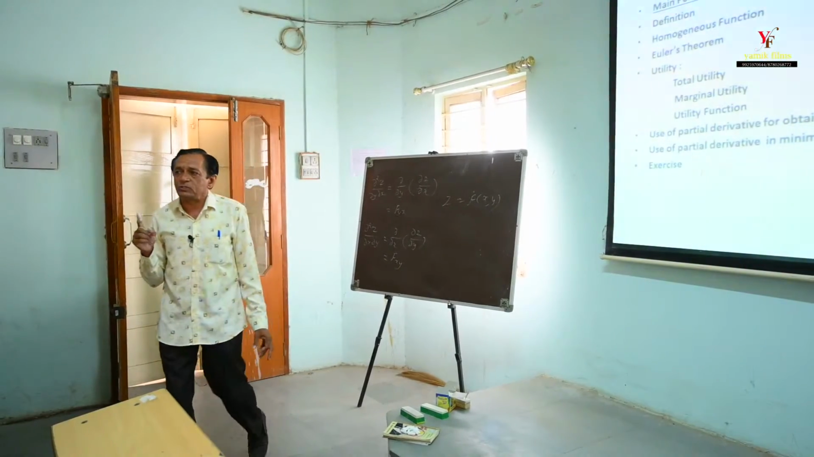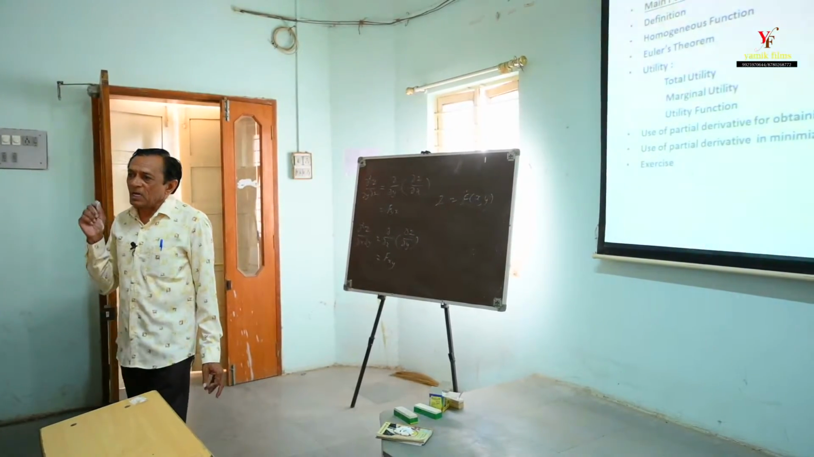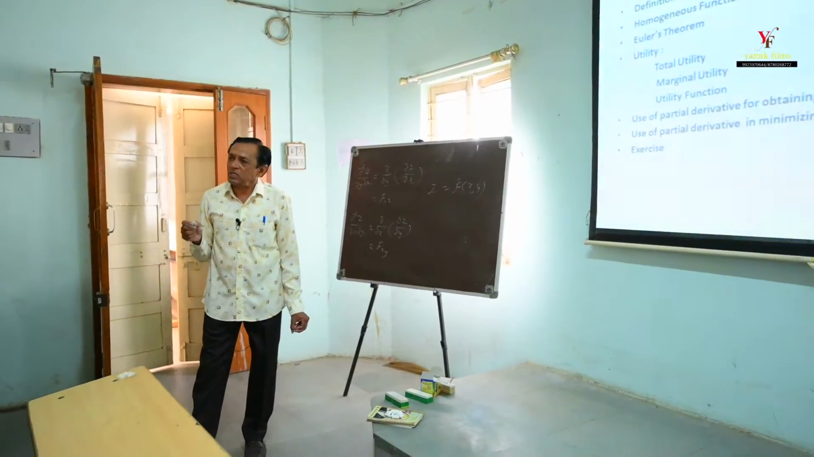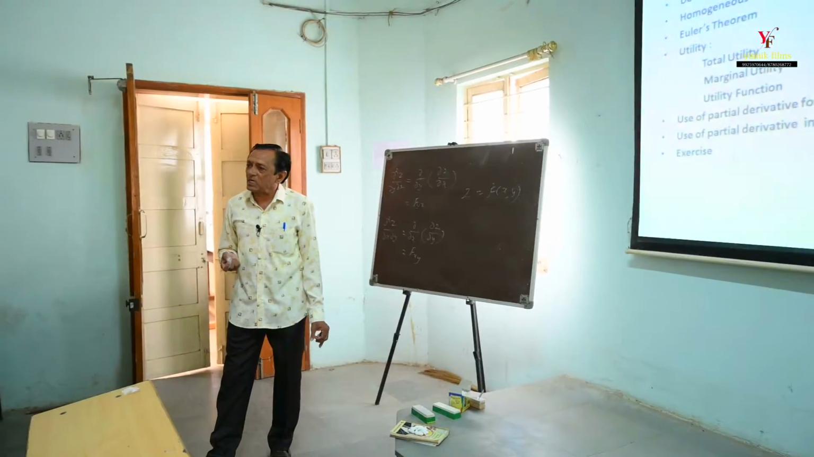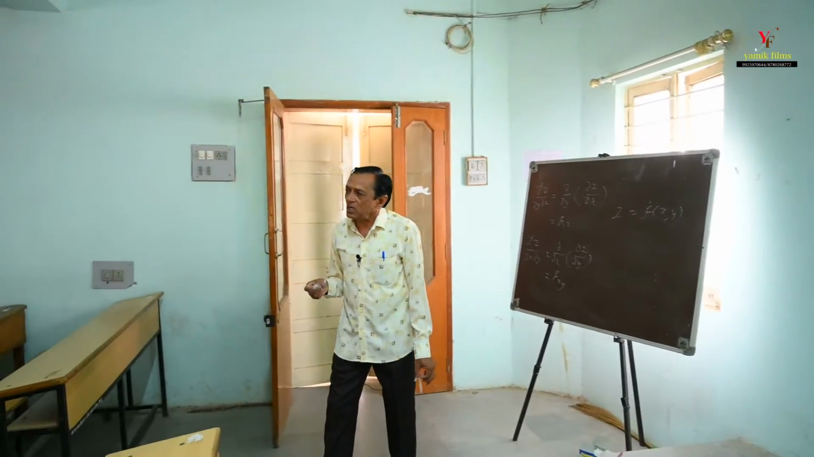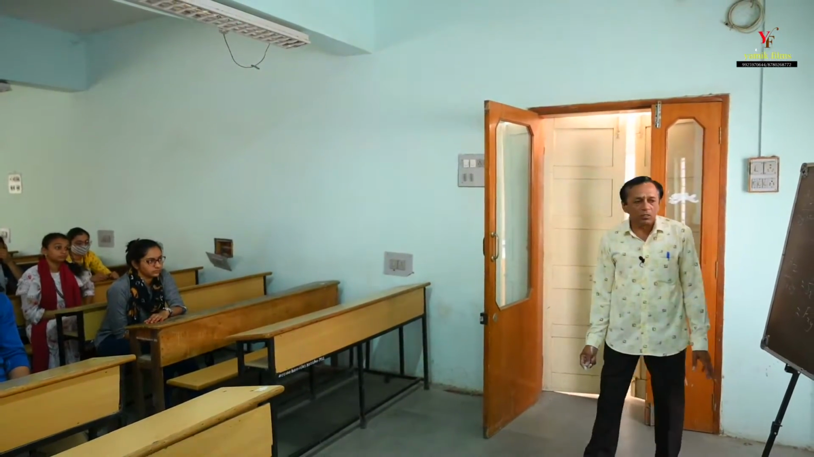Every value carries marks: delta z by delta x has 1 mark, delta z by delta y has 1 mark, or half a mark each. The maximum is 6, the minimum is 3.